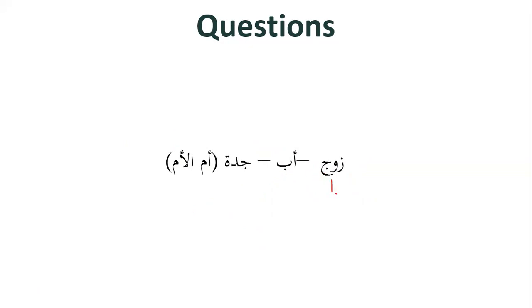In this question, the Zawj will receive half, Ab will be Asabah, and Jaddah will receive 1/6. Because it's Ummul Umm, the Jaddah will receive 1/6. Had this been the Ummul Ab, the Ab would deprive his own mother and she would have been mahjub. However, this is Ummul Umm, and therefore she will receive 1/6 of the inheritance.